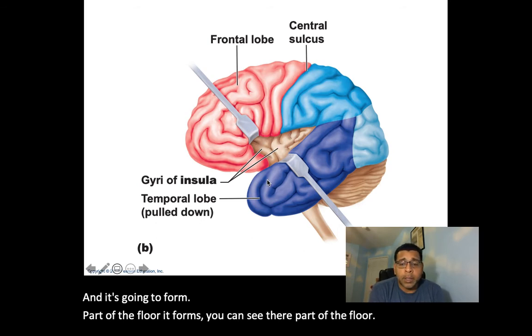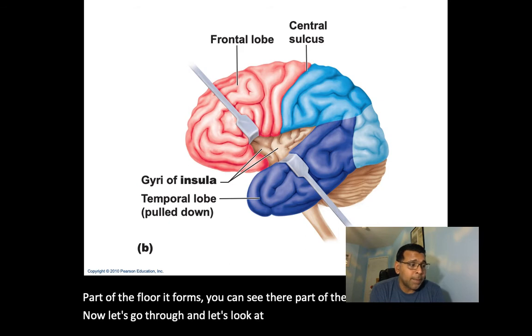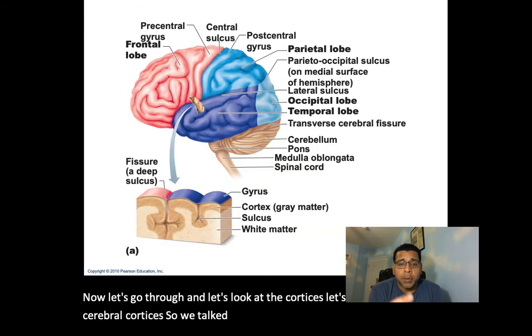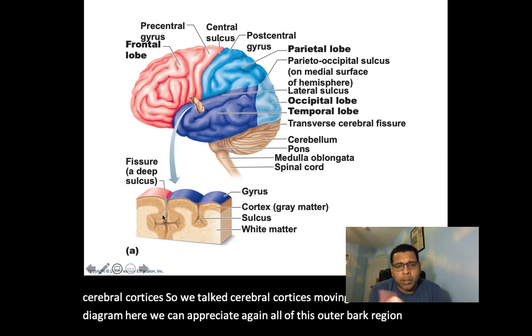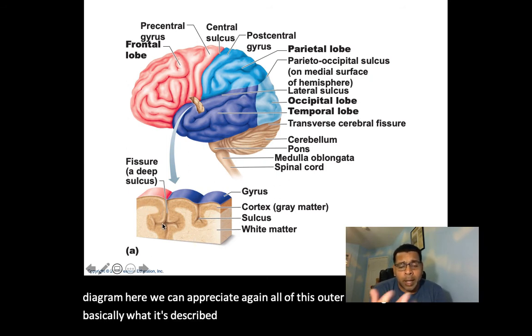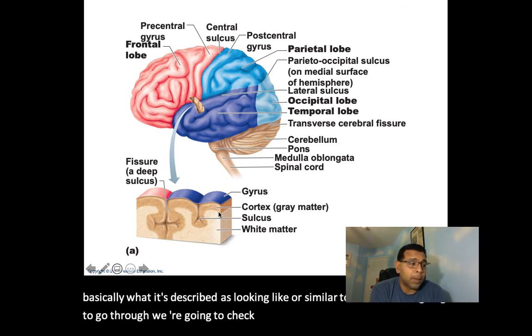Now let's go through and look at the cortices. Let's talk about the cerebral cortices. Moving back to this diagram here, we can appreciate all of this outer bark region is basically what it's described as looking like. So that's what we're going to go through and look at now, the cortices.